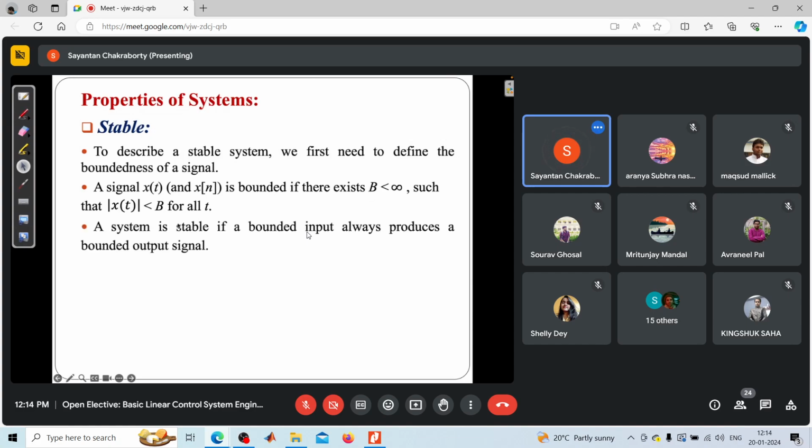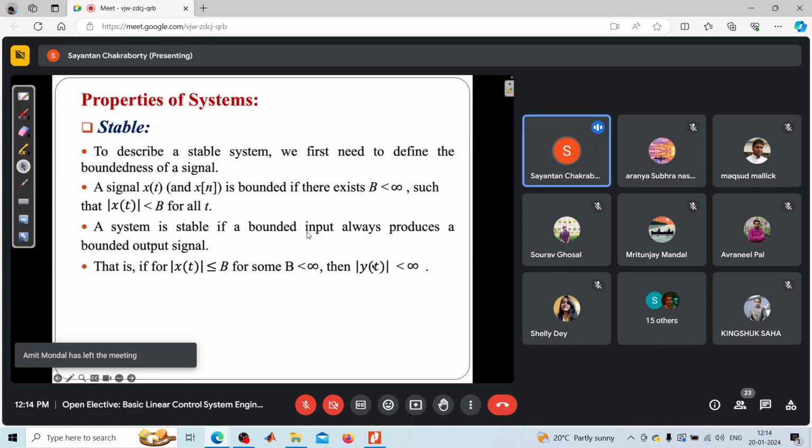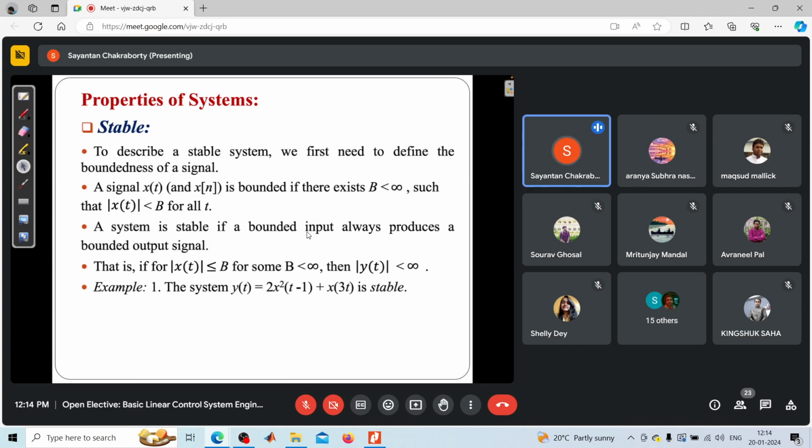Then the system will be stable if this bounded input always produces a bounded output. That is, for x of t less than or equal to b, for some b less than infinity, y of t should also be less than infinity. Then you say the system is bounded input, bounded output stable, or BIBO stable. Say this is a system and we are dealing with whether this system is stable or not.